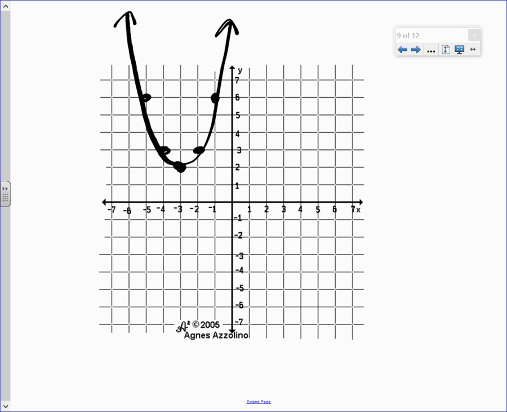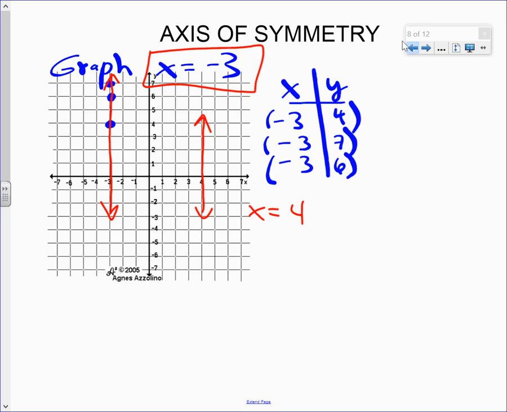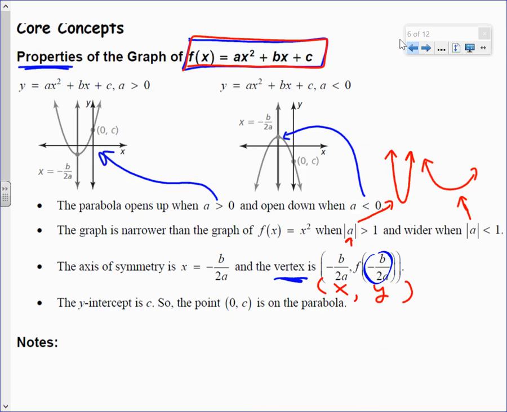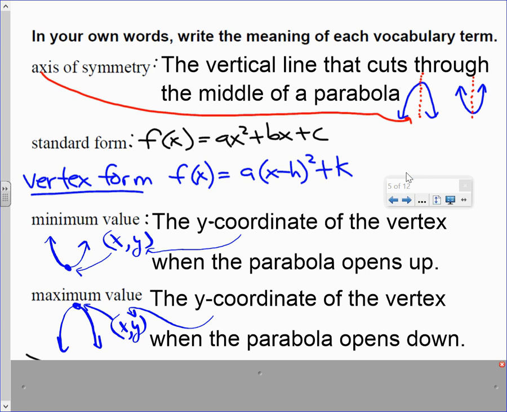All right, so 2 days ago, Valdez, help me out, please. 2 days ago, we defined our first word on our notes. It said the definition was axis of symmetry. This is 2 days ago. If you're absent, you can copy those notes down later on the video. But the axis of symmetry said this. It's on your notes. The vertical line that cuts through the middle of a parabola, and we drew two little pictures. It's a vertical line that slices and dices the parabola right in half, whether it's open up or down.